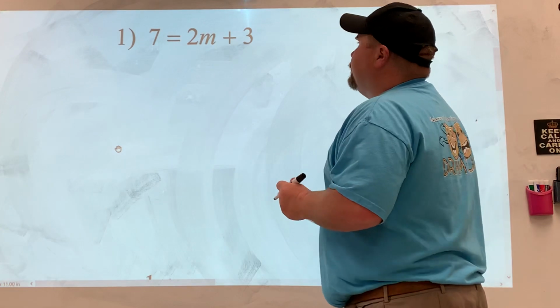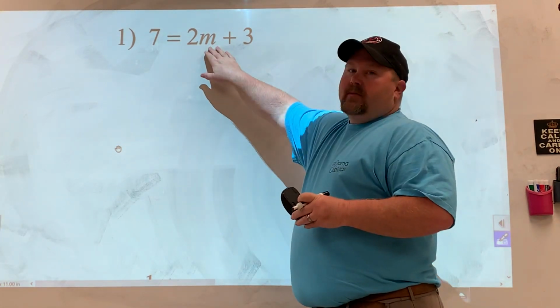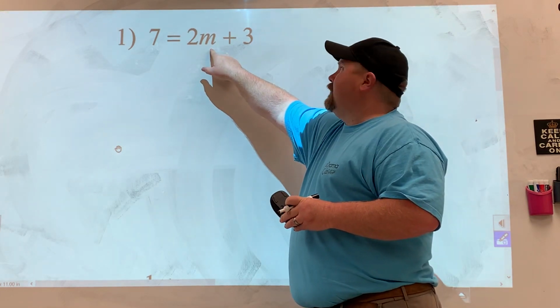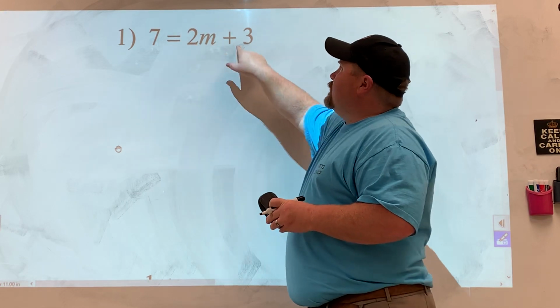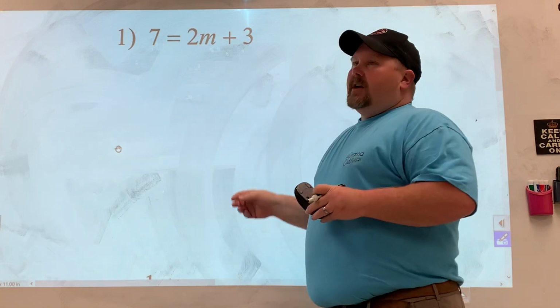So problem number 1. Everything we do in an equation is to isolate the variable or try and get the variable by itself. So the whole idea is to try and get m by itself. Well, I've got a coefficient here that's being multiplied times it. I also have a constant over here on the right-hand side. I need to start by getting rid of the constant.